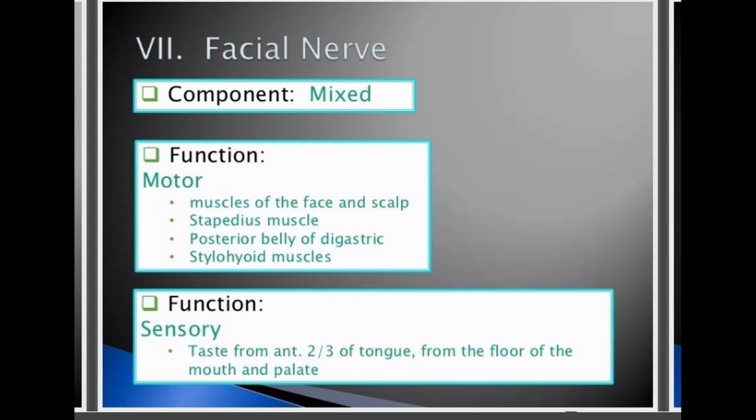Now the next nerve is the facial nerve. The facial nerve component is mixed. It means both sensory and motor are included. The motor function is the muscles of the face and scalp, stapedius muscle, posterior belly of the digastric, and stylohyoid muscle. The sensory function is taste from the anterior two-thirds of the tongue, from the floor of the mouth and the palate. So this is the facial nerve, which is the most important and generally asked.